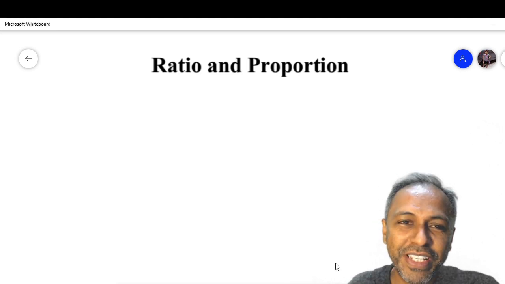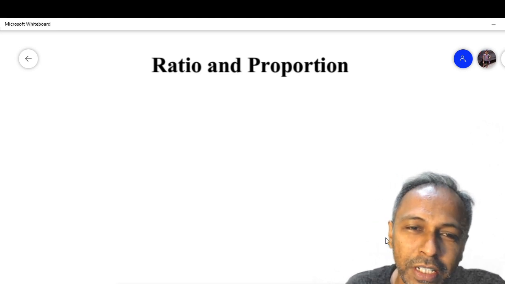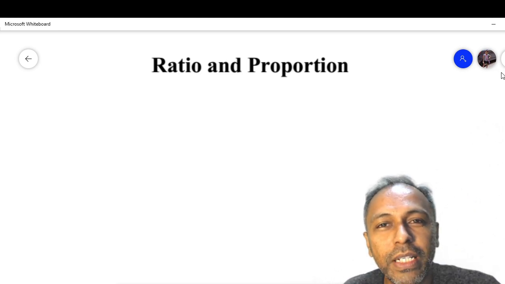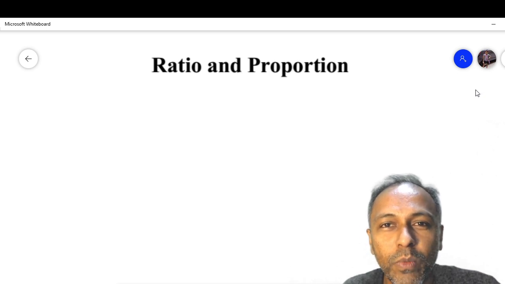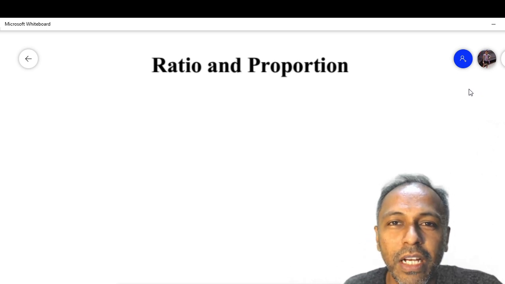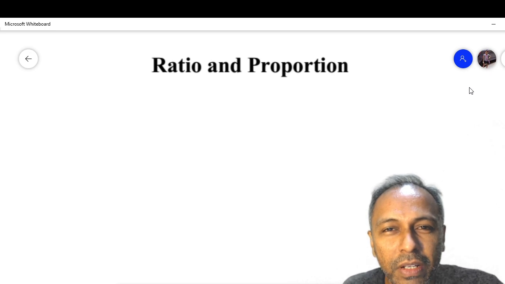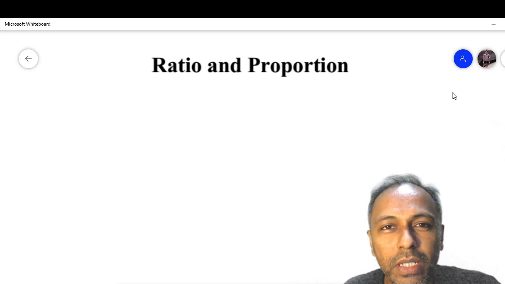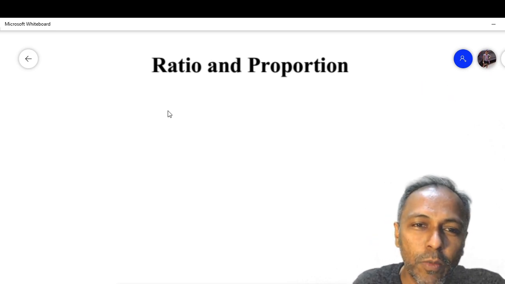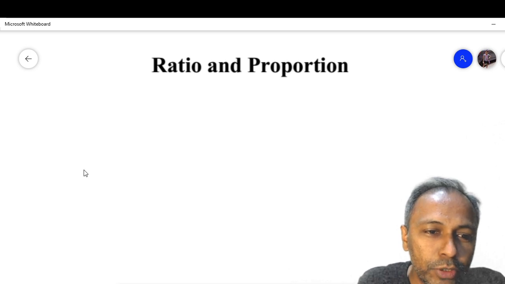Hello students, today we will start with ratio and proportion. In a normal paper we usually see two problems from this topic. One is in section A, another is in section B. Weightage is usually 3 to 4 marks. Let us begin with the topic, ratio and proportion.